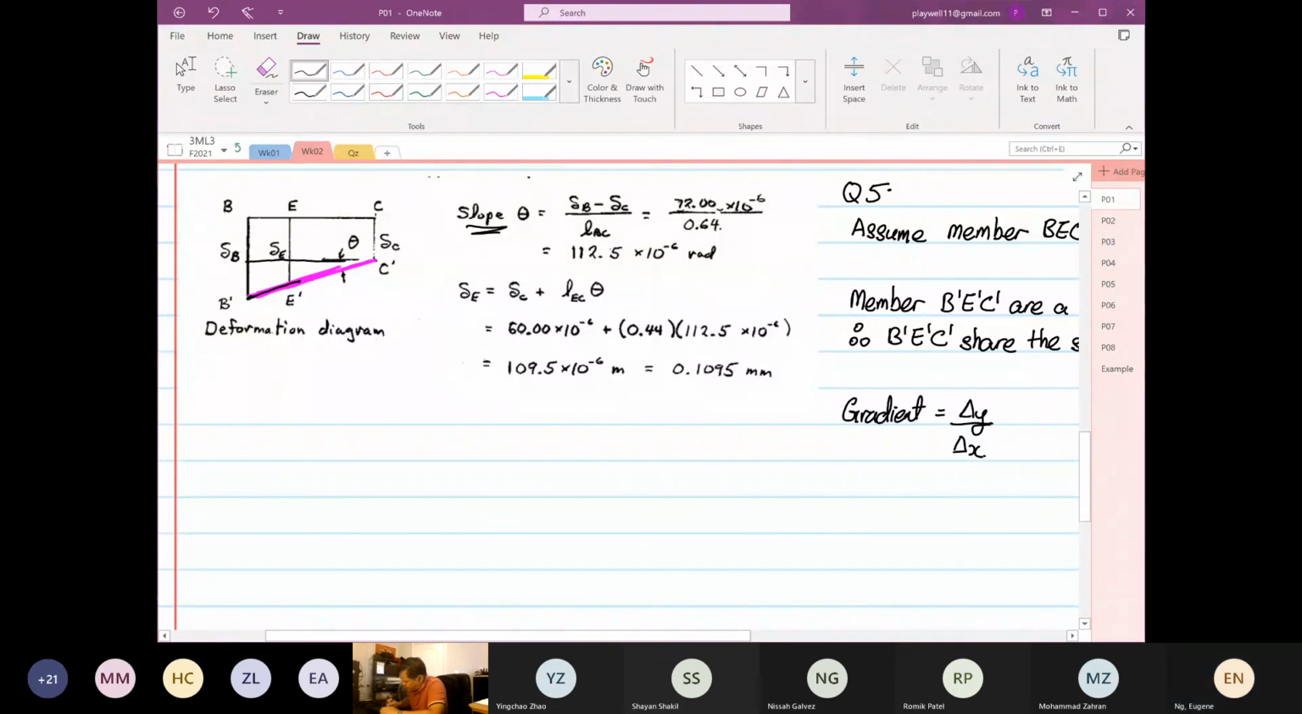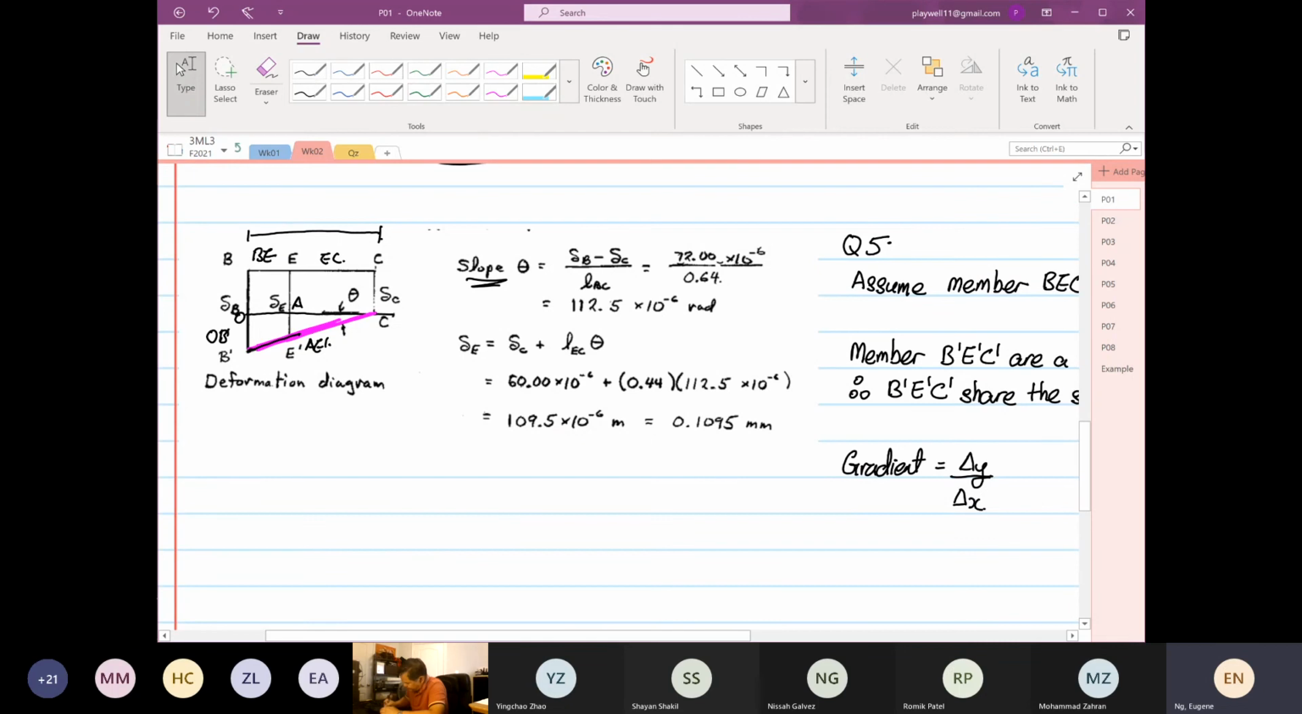Okay, so now we know this. They share the same slope. We need to know what this one is, so I call it OB prime. And this one I call AE prime. Then I call this distance BE, and this distance EC, and this entire distance I call BC.